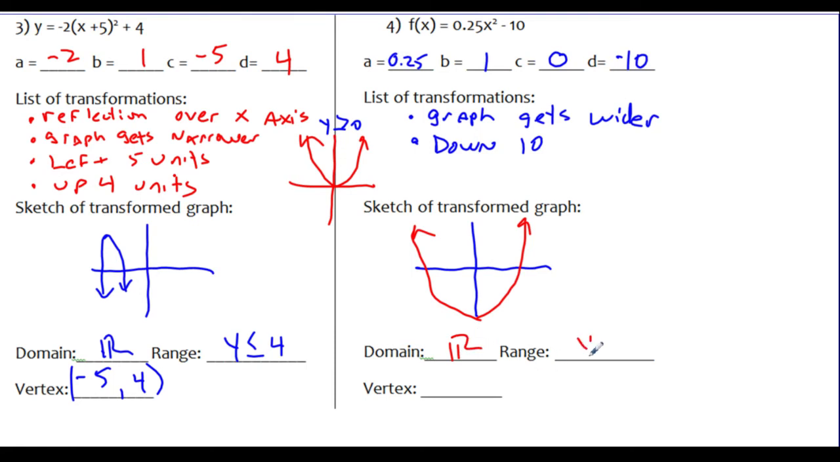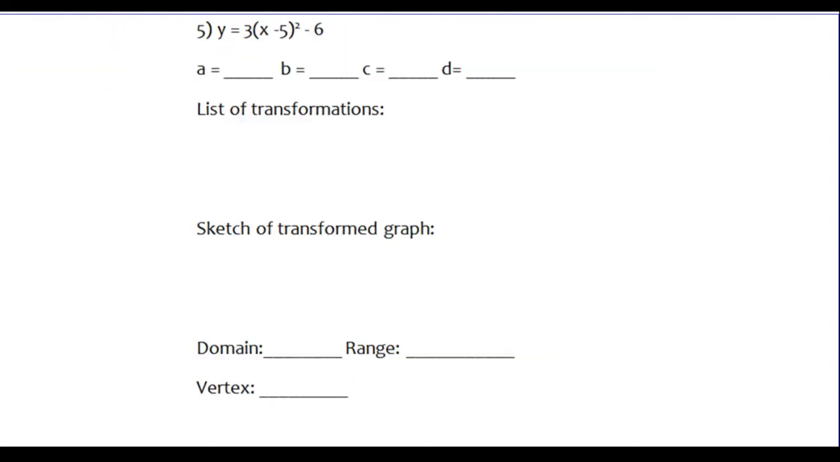Okay, my range is going to be y is greater than or equal to 10, because that's where the vertex is. And my vertex is at the point 0, comma, -10. I'm going to change that. The range is y is greater than or equal to -10. Okay, and I'm going to say that my vertex, let me fix it. Okay, my vertex is the point 0, comma, -10. Okay, so we just use the information A, B, C, and D to determine the vertex and to determine the domain and the range. Okay, one more of these types of problems.